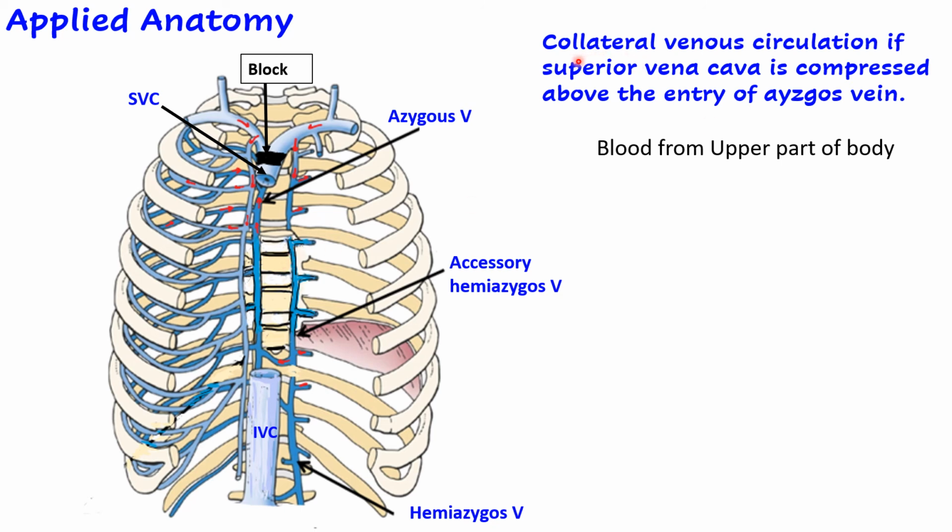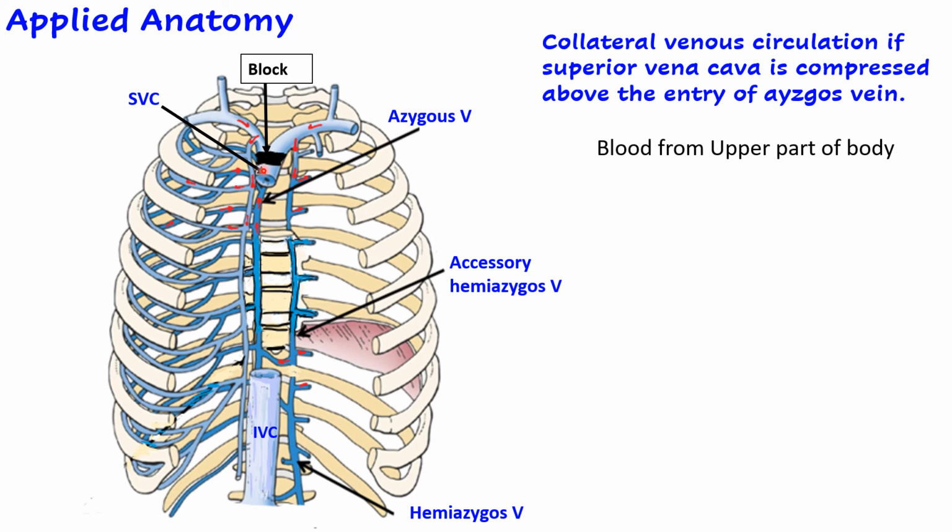So let us first consider collateral venous circulation in case the superior vena cava is compressed above the entry of the azygous vein. So here we can see this is the azygous vein which will open. You can see it's a small opening on the posterior wall of the superior vena cava. This is the superior vena cava. The block is here. So this is the left brachiocephalic vein, this is the right brachiocephalic vein. So the block is before the opening of the azygous vein. Why will the block be there? Mainly it is compressed. It can be compressed because of a tumor, mediastinal tumor or lung tumor, right, which can press upon the superior vena cava there.